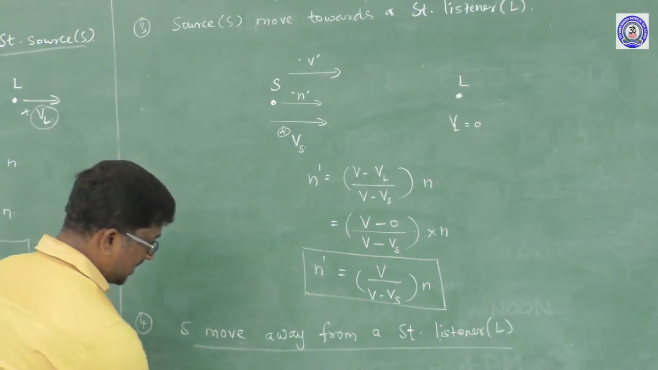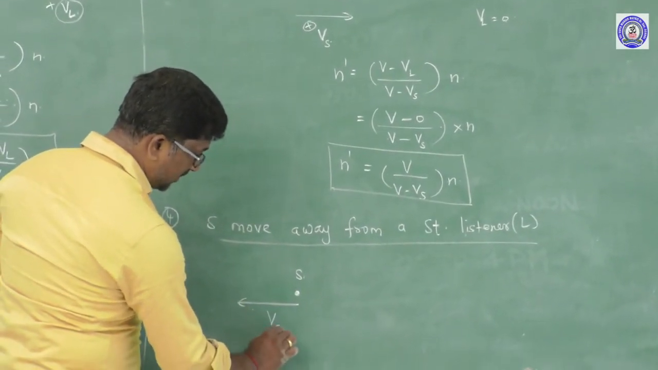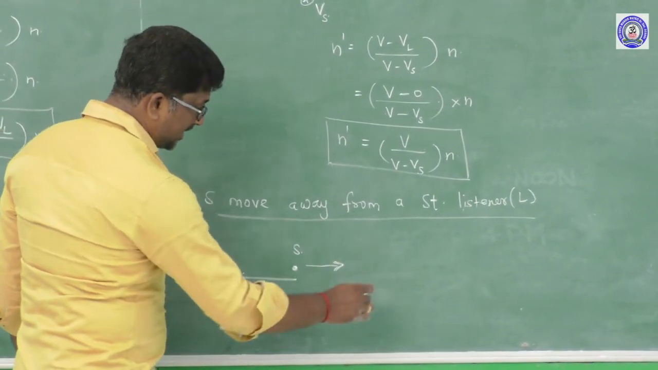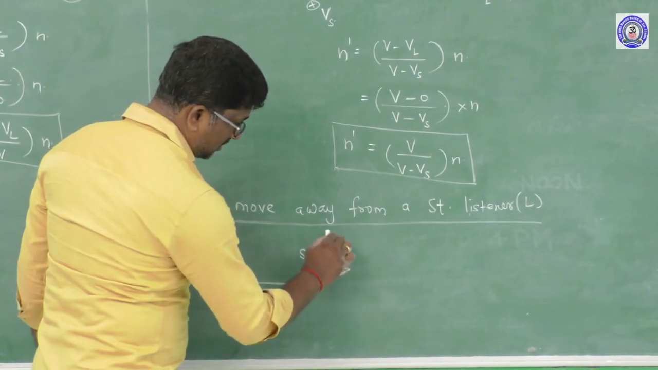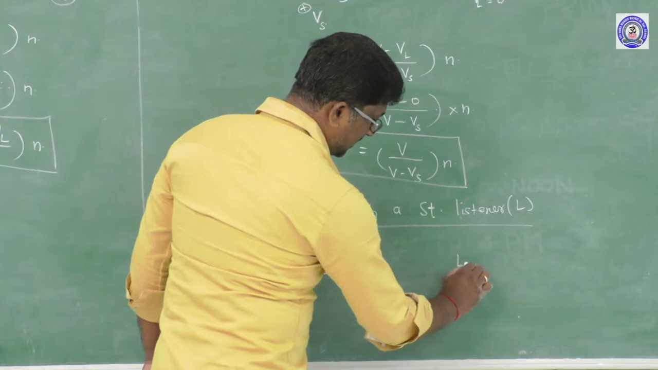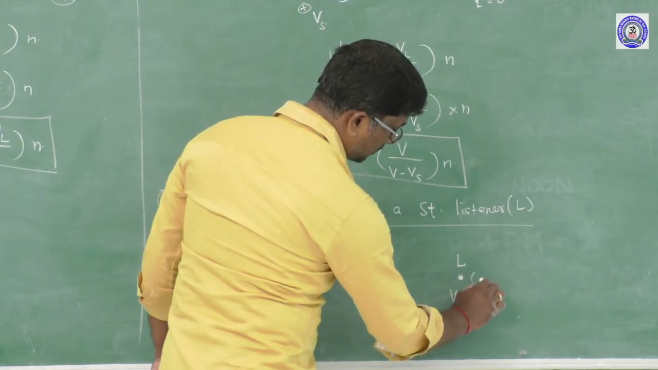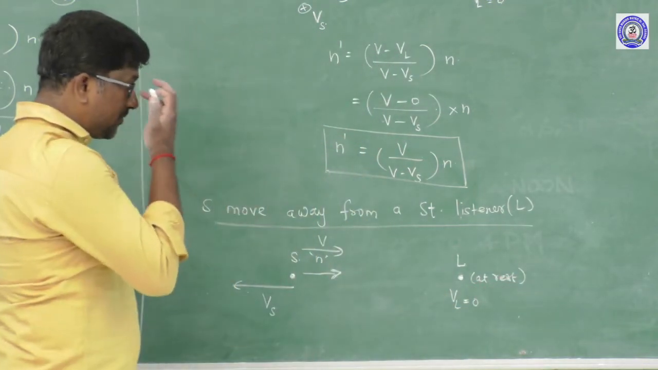Stationary listener, right. The source is moving with the velocity of Vs. The frequency and the velocity of the sound wave emitted from the source are N and V. And the listener is at rest, so VL value is 0. VL value is 0, right.